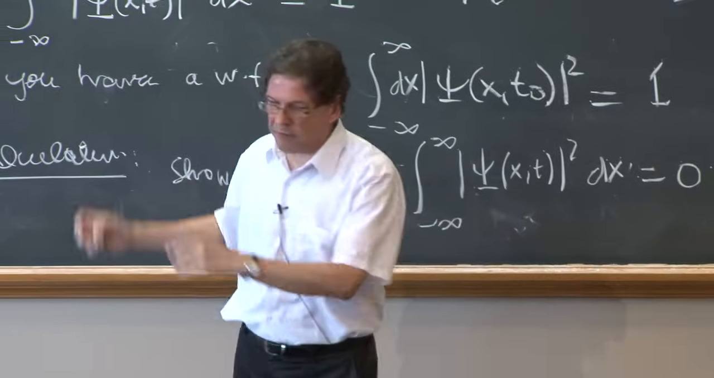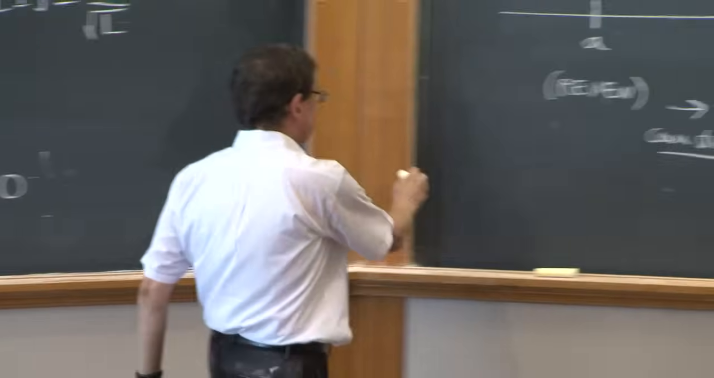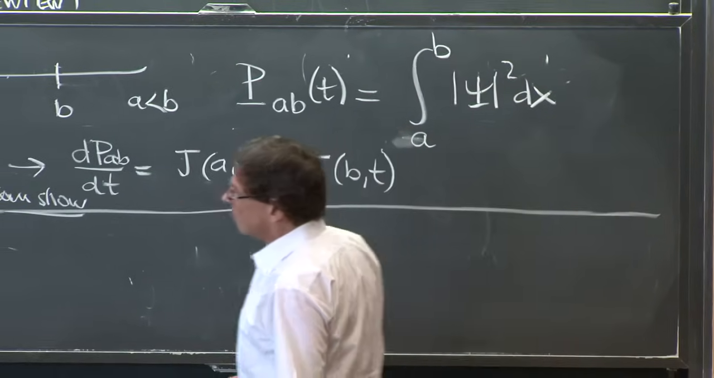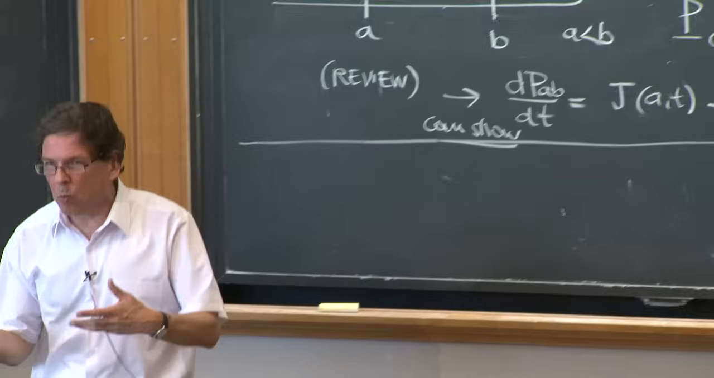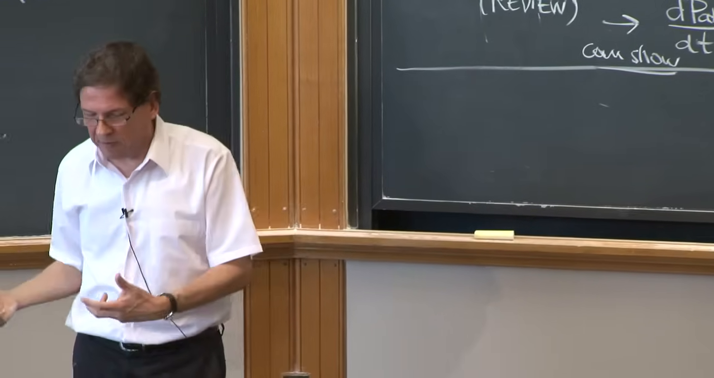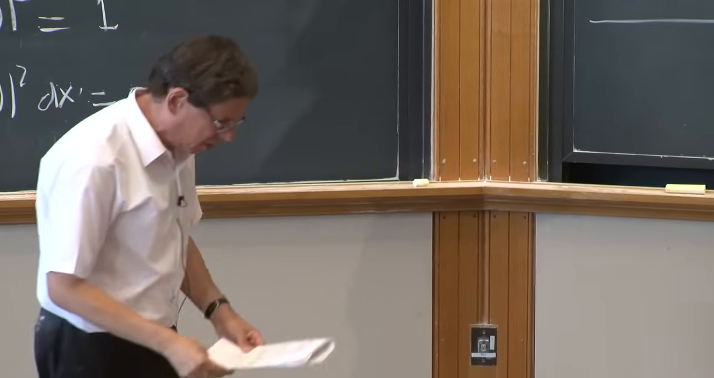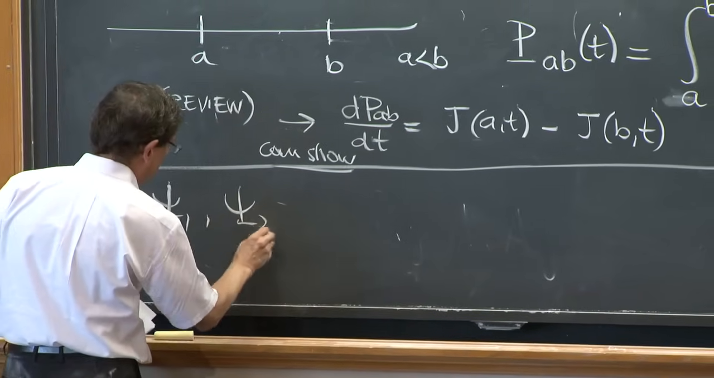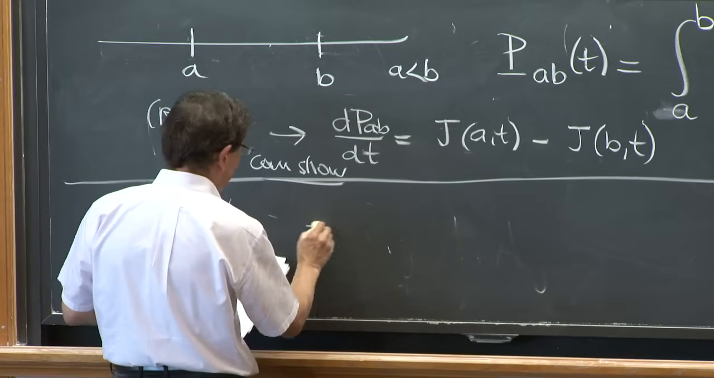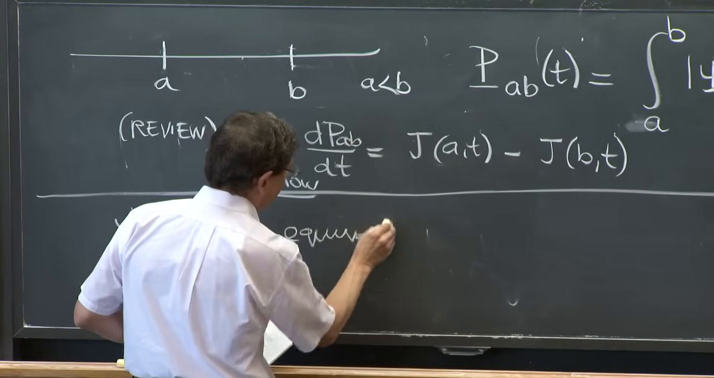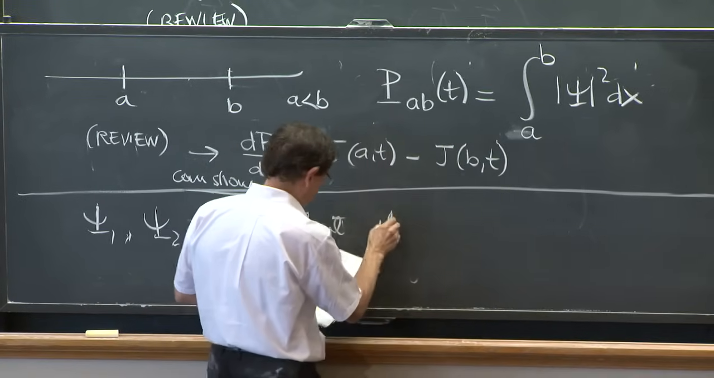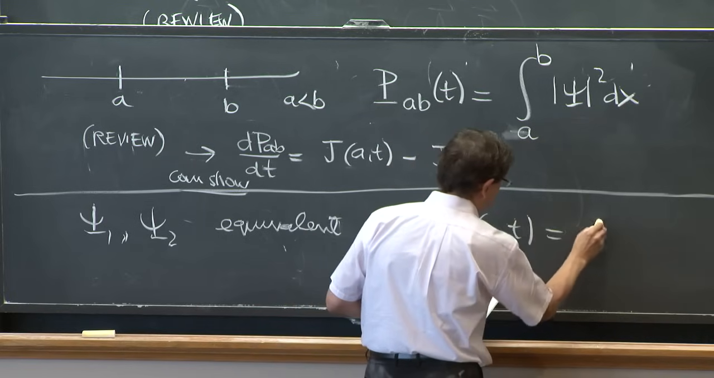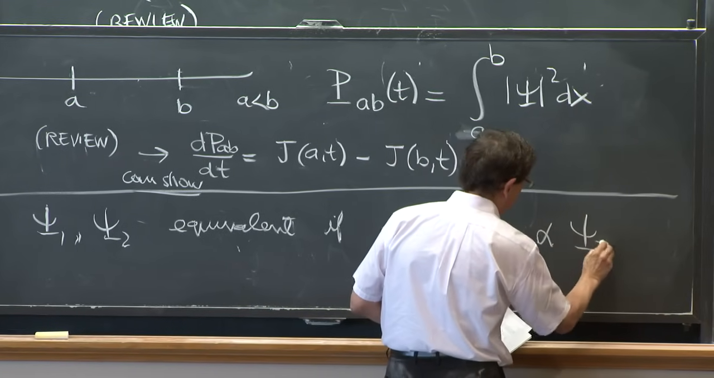Finally, for wave functions, the last thing we say is that you want them normalized, but we can work with them, and they're physically equivalent if they differ just by a constant. So a psi1 and a psi2 are said to be equivalent if psi1 of x and t is equal to some complex constant times psi2 of x and t.